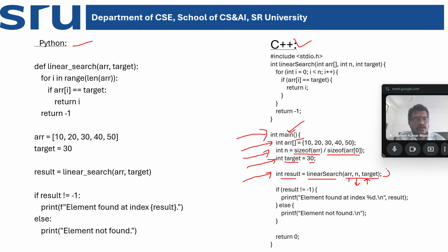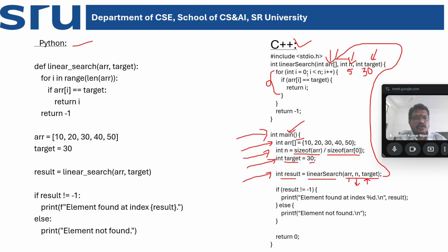From here the control jumps to the called function. In the called function, this array will be initialized with the values 10, 20, 30, 40, 50. N will be stored with the number 5. Target will be stored with the number 30. Next, we will start the comparison with the for loop.